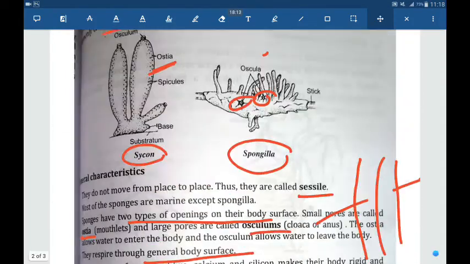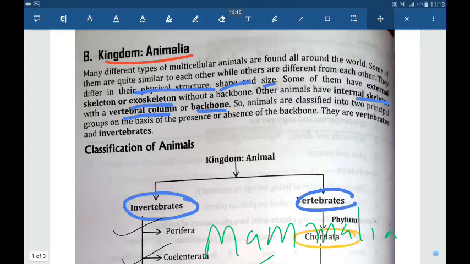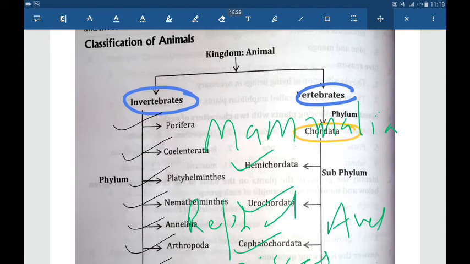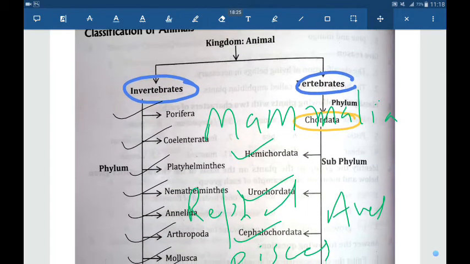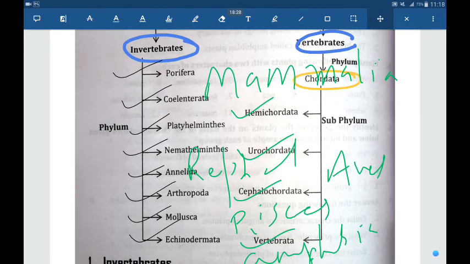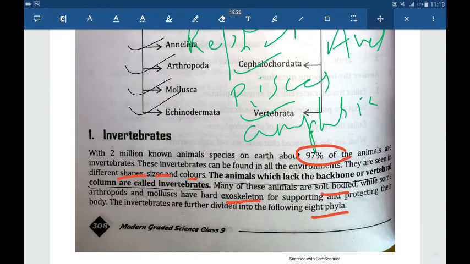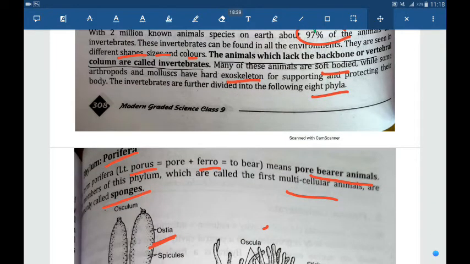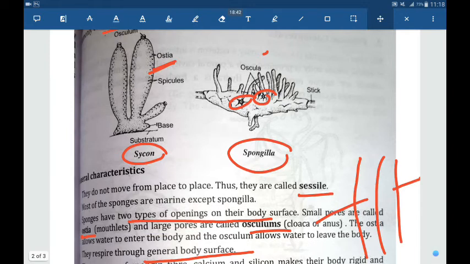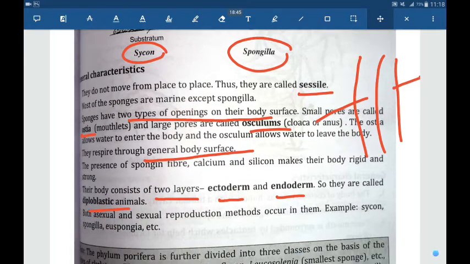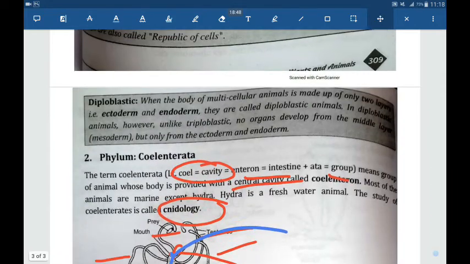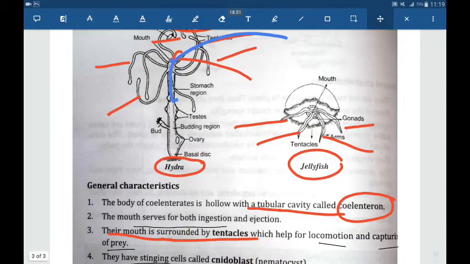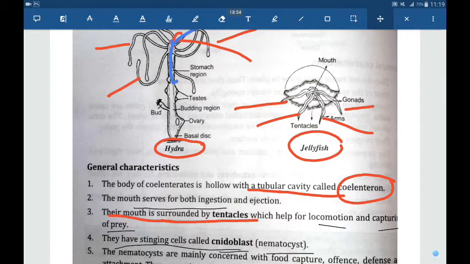So once again, what have we discussed today? A minor description of kingdom Animalia, and one chart showing the classification of animals: invertebrates, vertebrates, phyla of invertebrates, phyla of vertebrates, subphyla, and classes. We discussed invertebrates, Porifera with examples, the special characteristics of Porifera, and the special characteristics of Coelenterata and examples.